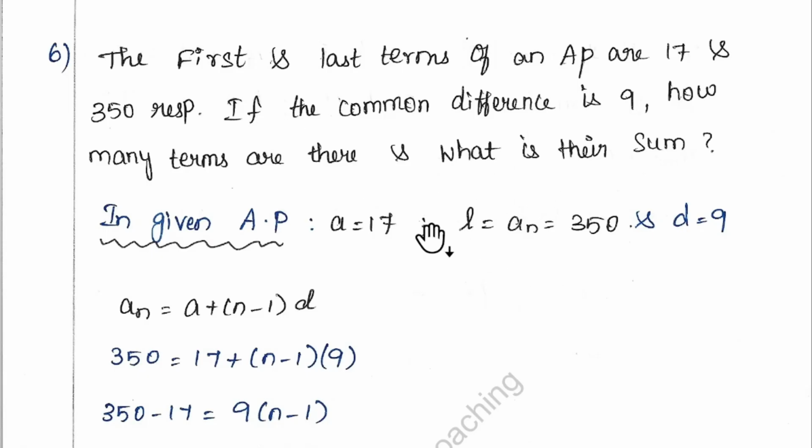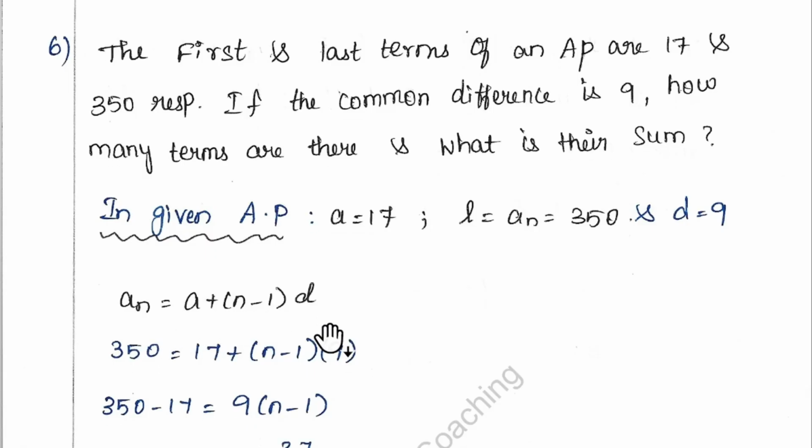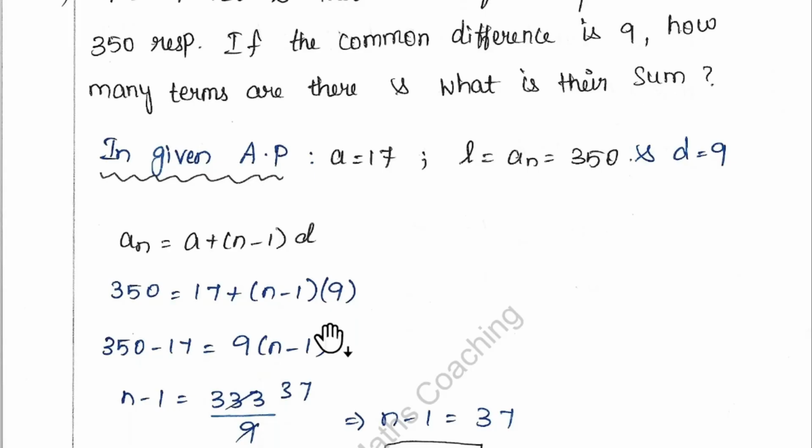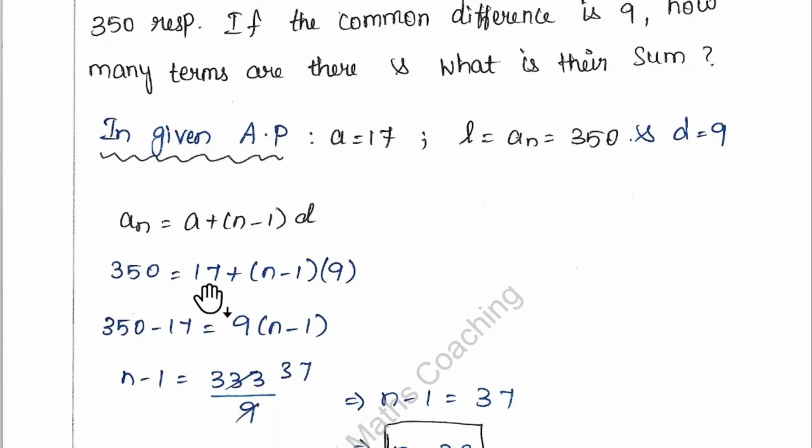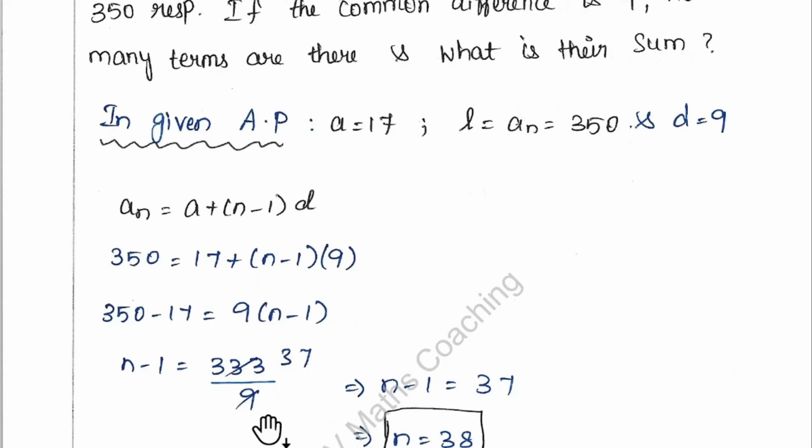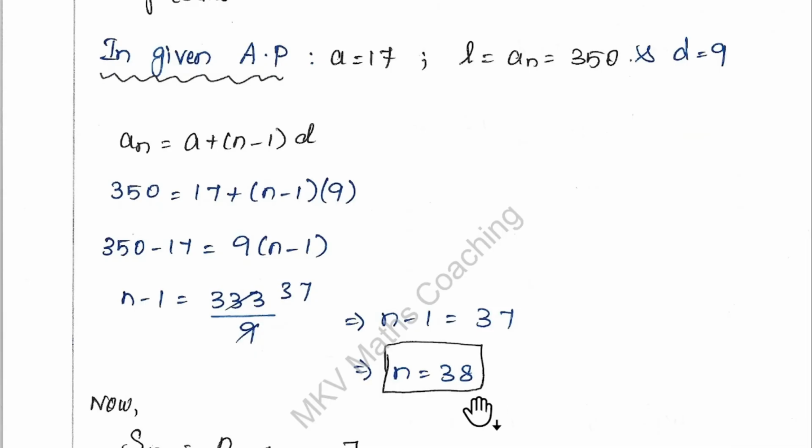So here an is known. l is an, right? l and an are the same. So I can write it as l is equal to an is equal to 350. So I know the values of a, an and d. I can use this an formula to find n. An equals a plus n minus 1 into d. This will make it easy to get the answer for n. So 350 is equal to 17 plus n minus 1 into 9. 17 I am sending this side, and 9 will go that side as division. So n will be 38.